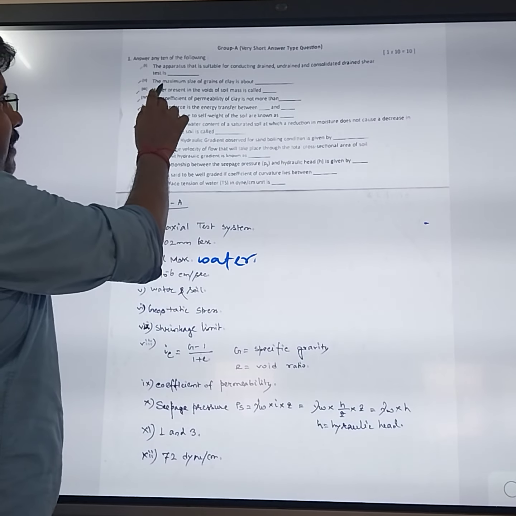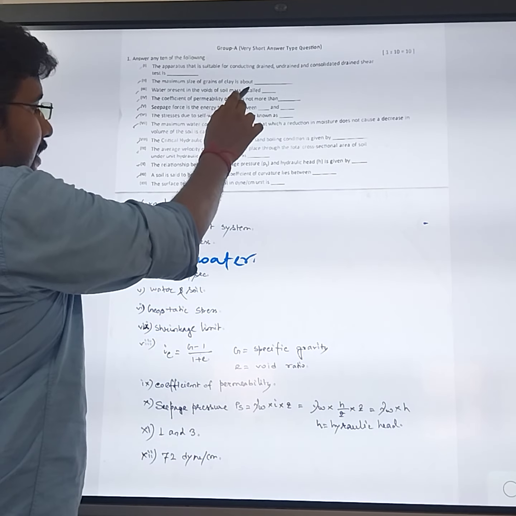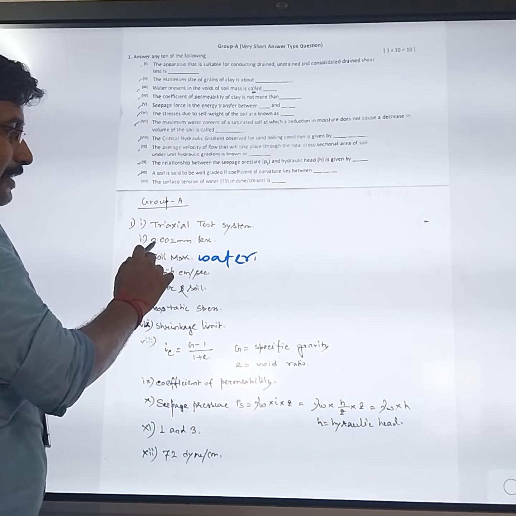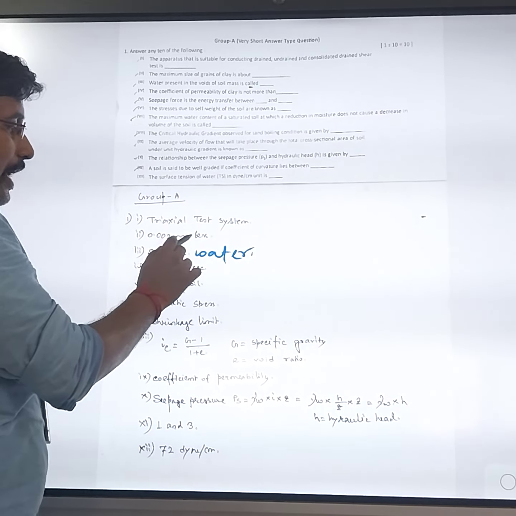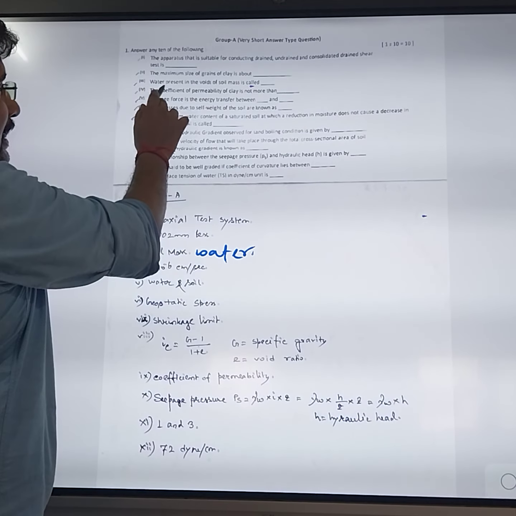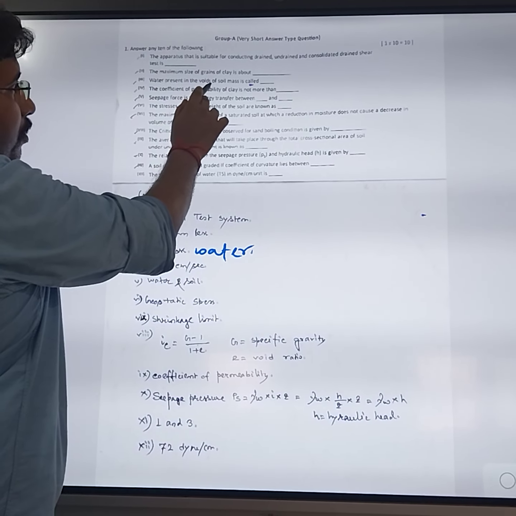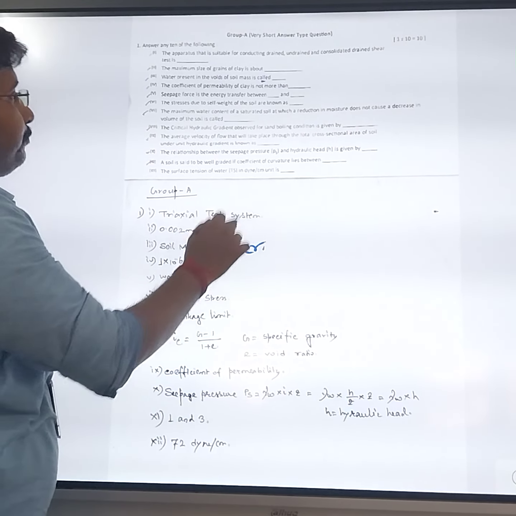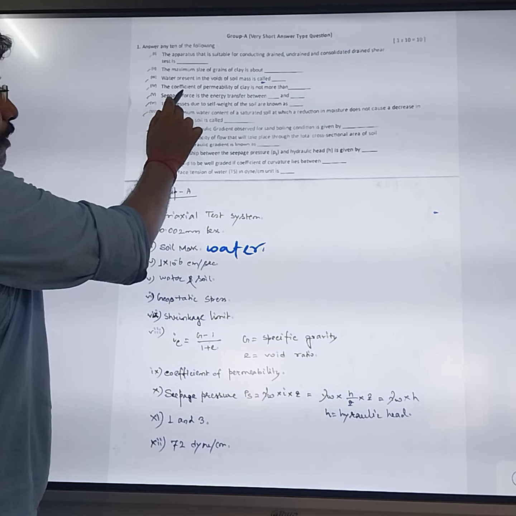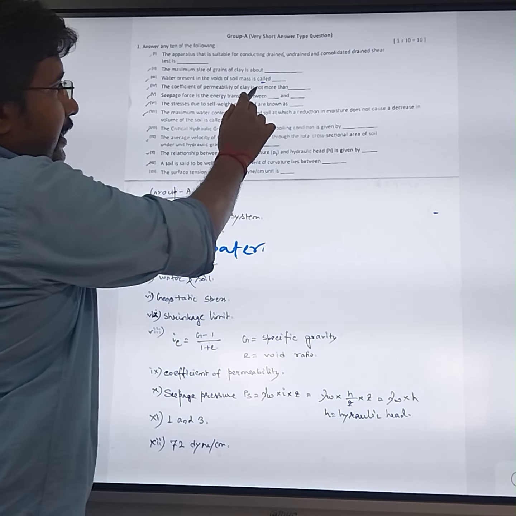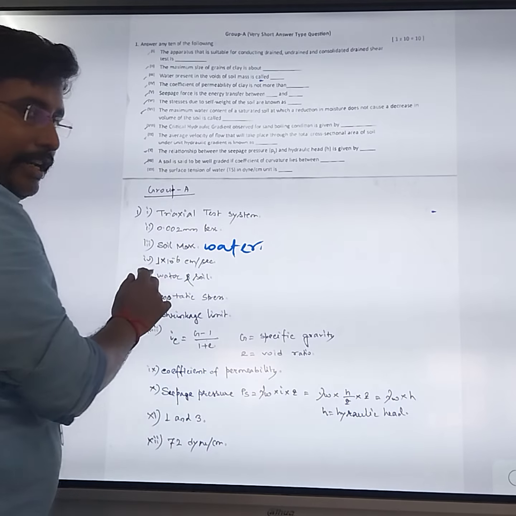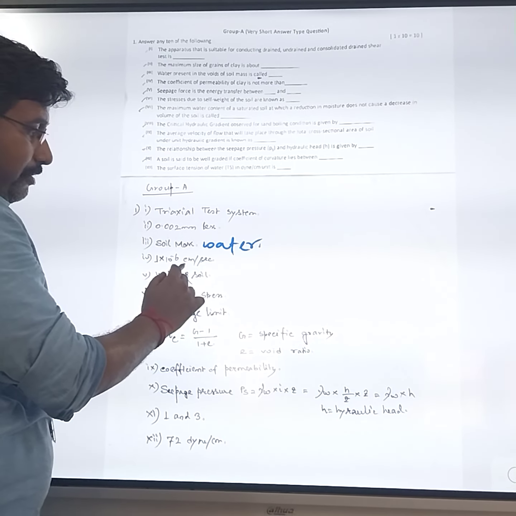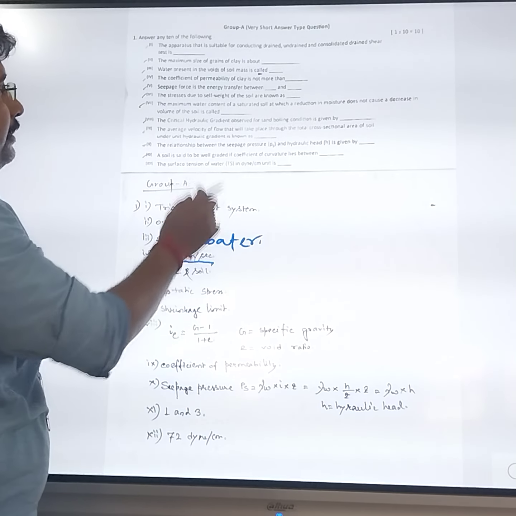Next question: the maximum size of grain of clay is about less than 2 micron, that means less than 0.002 mm. Next question: water present in the voids of soil mass is called soil water. Next question: the coefficient of permeability of clay is not more than 1 into 10 to the power minus 6 centimeter per second. Here centimeter per second will be the unit of permeability.